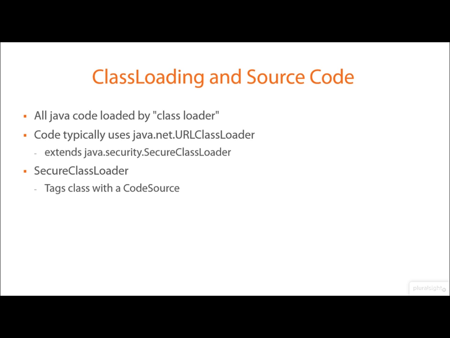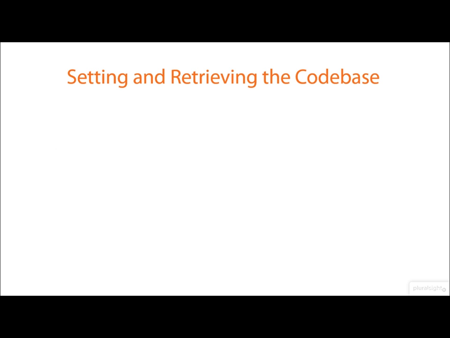So the secure class loader tags each loaded class with something called a code source. And the code source contains, as it might suggest, the source that the code was loaded from, so the location the code was loaded from. So how is this done?